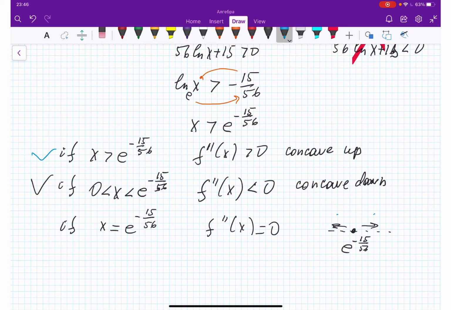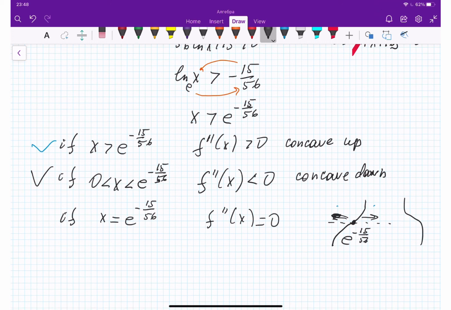This inflection point is valid because it's going to look like this. Why is it not looking like this? Because on the left side we have the second derivative down, less than 0, and on the right side we have the second derivative up. Let me write it down here. That's why.